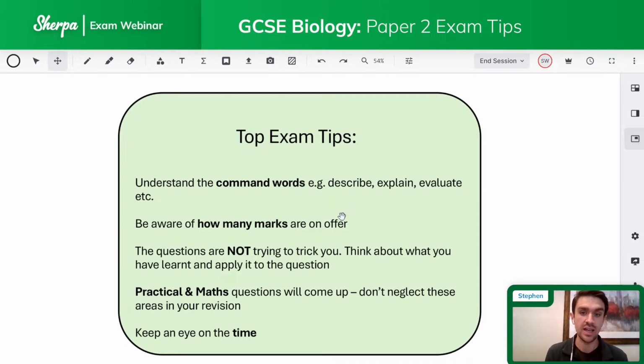This is the top exam tips. So again, we're going to just be making sure that we use our command words. Be aware of how many marks are on offer. Again, the question won't trick you. It's going to give you lots of new information, but you have the skills to use them. We've seen lots of maths and practical questions, and again, as always, keep an eye on the time as you go through.